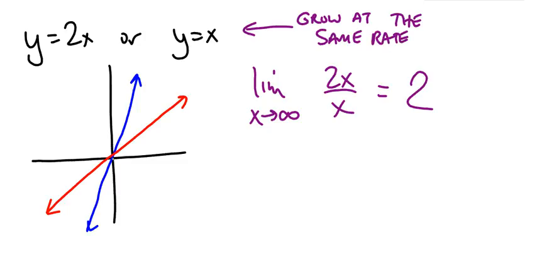Now, obviously, 2x is above x from this point forward, but the way in which 2x is getting away from x never changes. That is constant. So hopefully that's helpful. Hopefully. Maybe. I don't know.